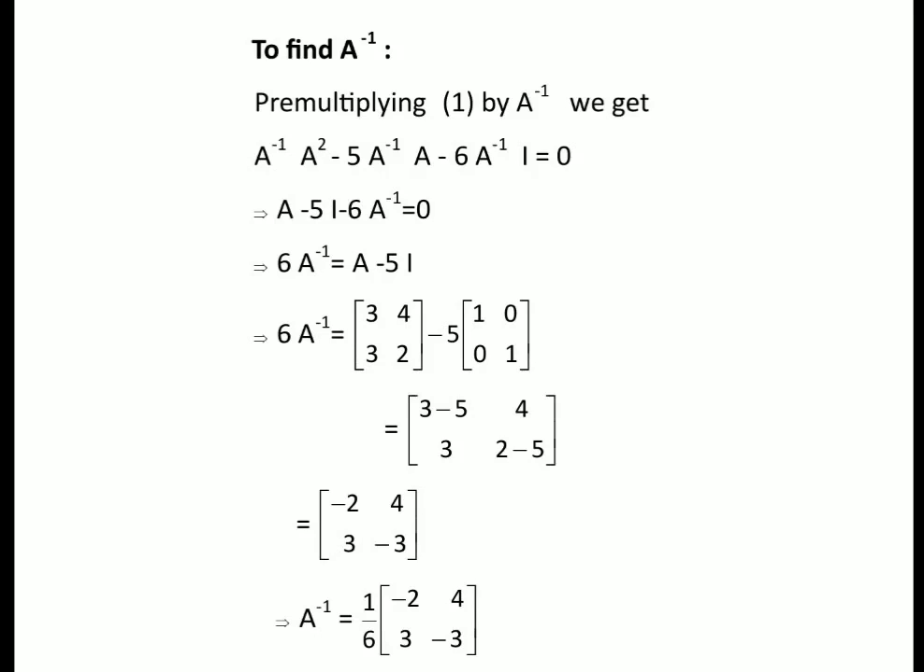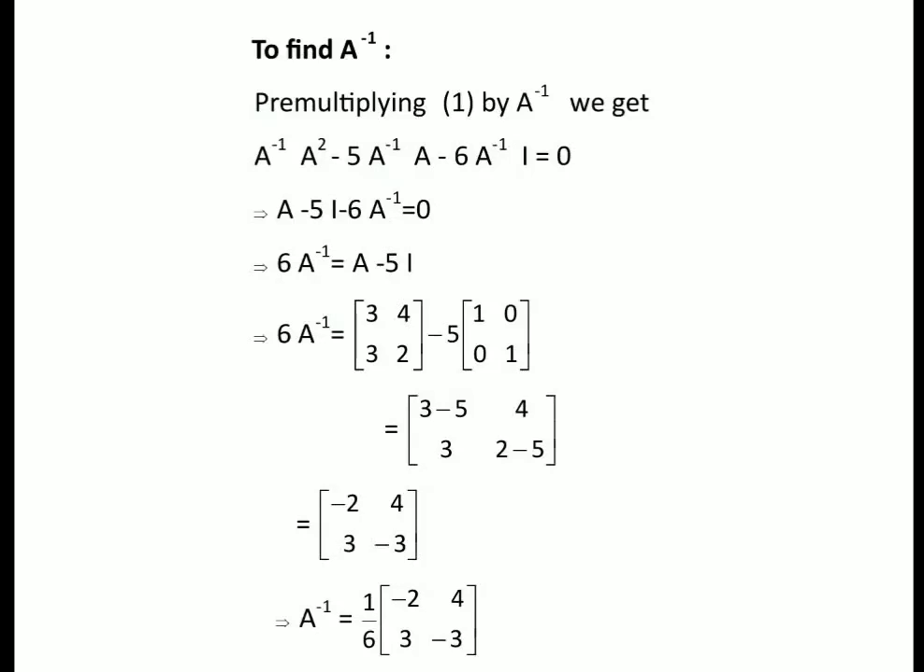We know A inverse into A square is A, minus 5A inverse into A is 5I, minus 6A inverse into I is 6A inverse, equal to O. We want A inverse now. Take 6A inverse to the RHS, it will be plus. So this implies 6A inverse is equal to A minus 5I.